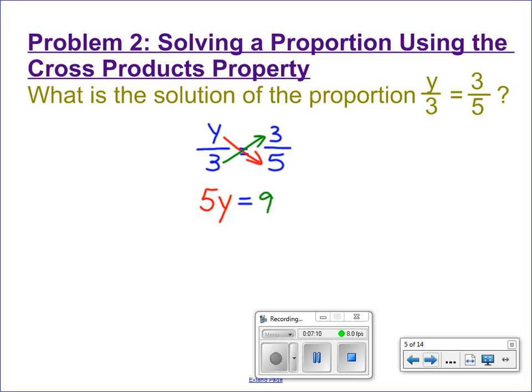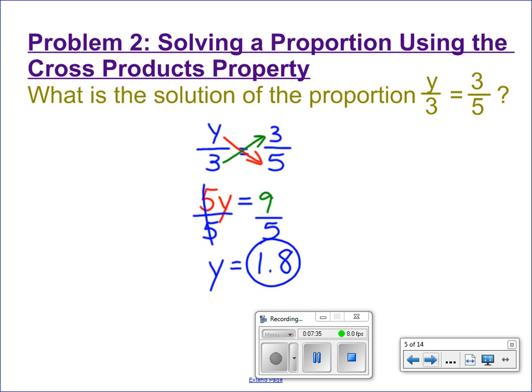Okay? Now, all we have to do is divide both sides by 5. 5y divided by 5 is 1y. 9 divided by 5 is 1 and 8/10. Okay? So this would be our solution to this cross products property.